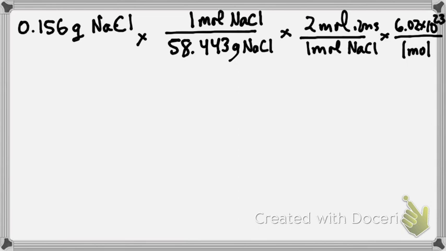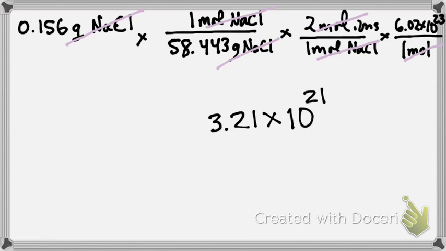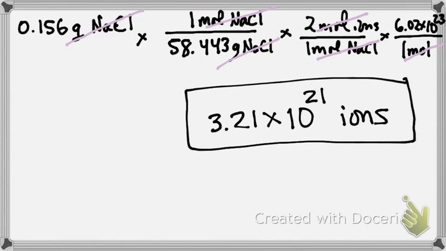So let's cancel out some units. Grams of NaCl cancel, moles of NaCl cancel, and then moles cancel. This will give me the number of ions that I have. And when we simplify this expression, we find that there are 3.21 times 10 to the 21 ions in this sample. All right, so let's look at the reverse.